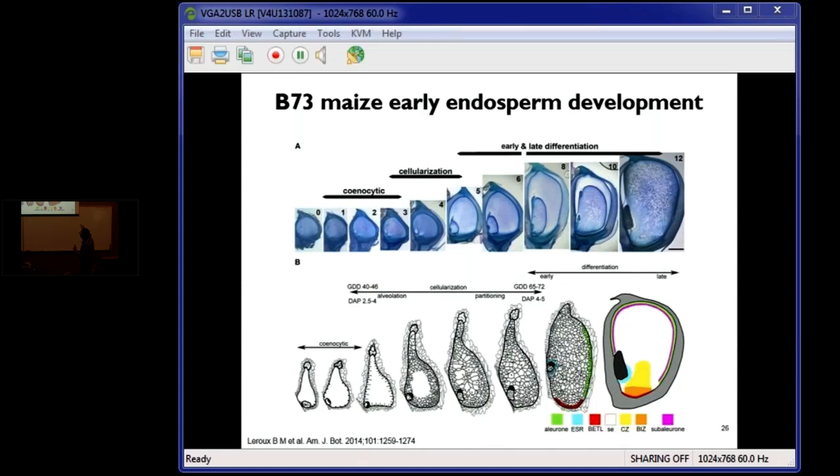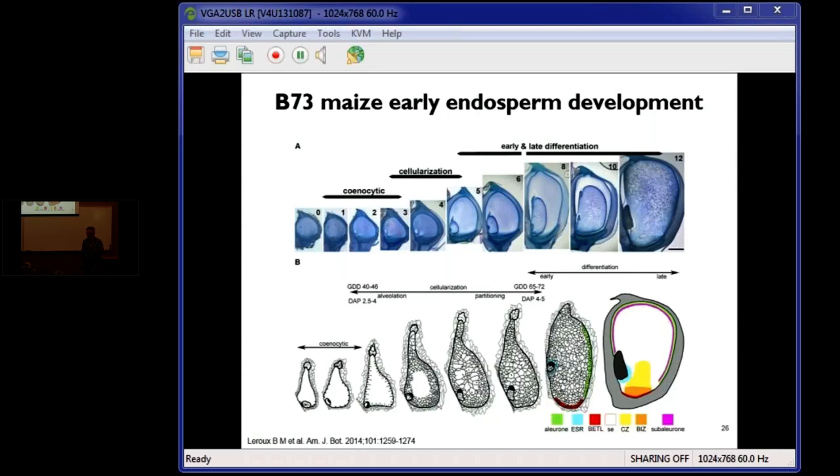Here are the embryos, and at 12 days, the endosperm nearly has filled the entirety of the developing ovule or developing seed, and the embryo has gotten big as well. Now there is an interesting pattern that is occurring in early endosperm development in maize as well as most flowering plants. And the pattern is one that is called syncytial.